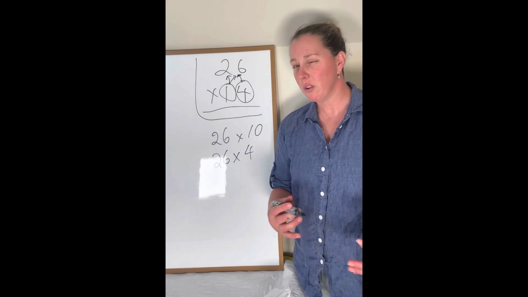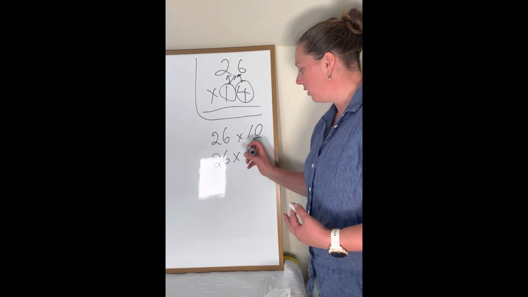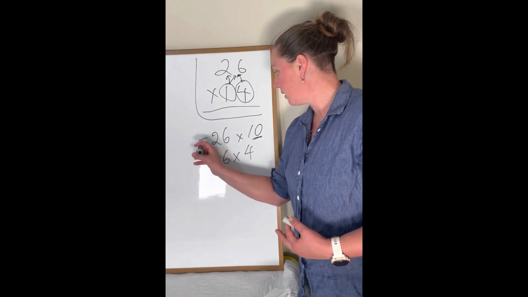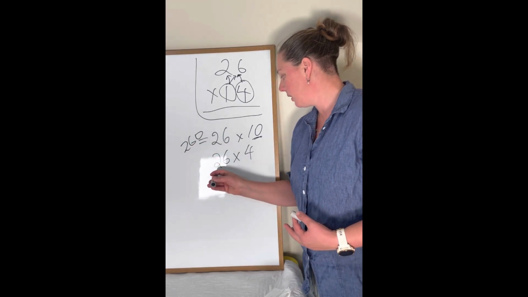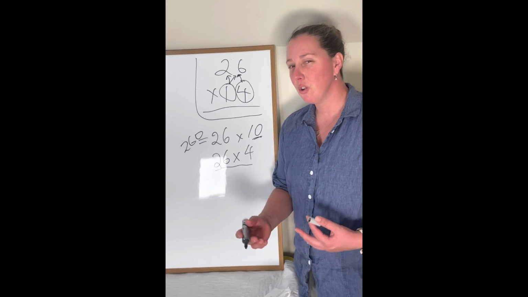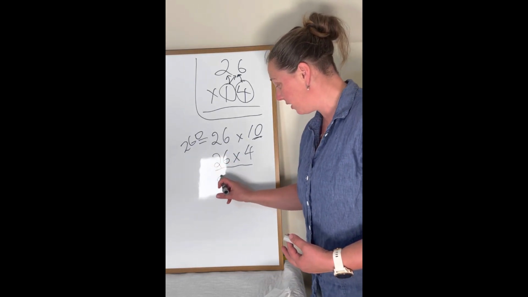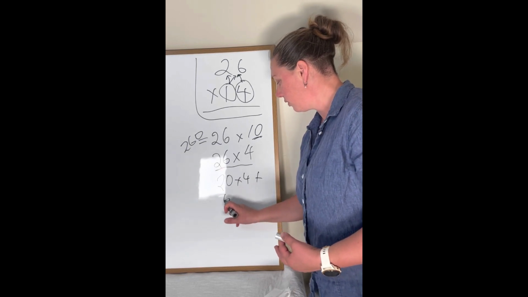That may work much better for some kids because straight away anything times 10, we're just going to put a 0 on that one. So we're going to say that's equal to 260. This one, well, they should know that 20 groups of 4. So again, this one can be broken down to 20 groups of 4 plus 6 groups of 4.